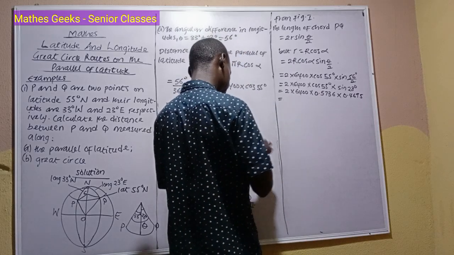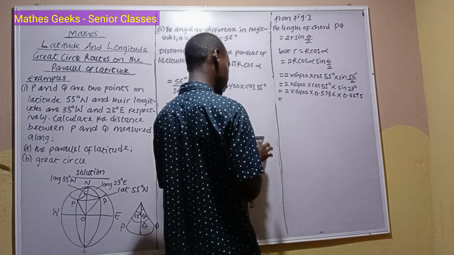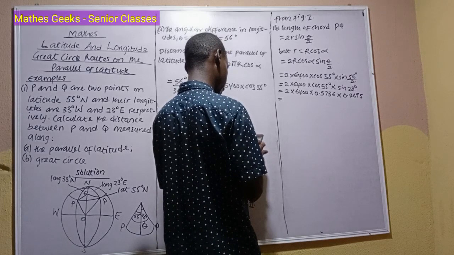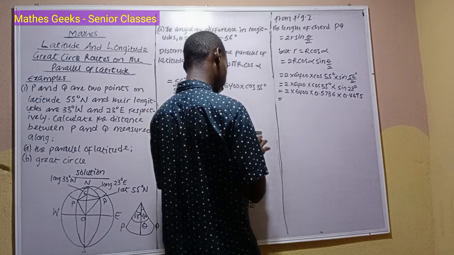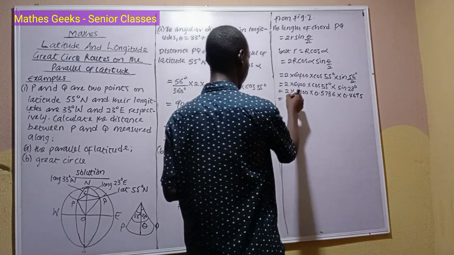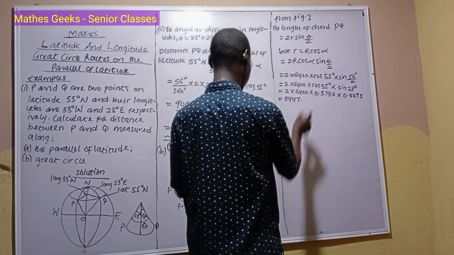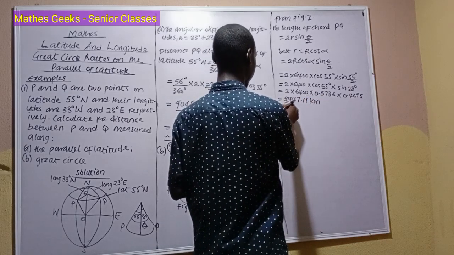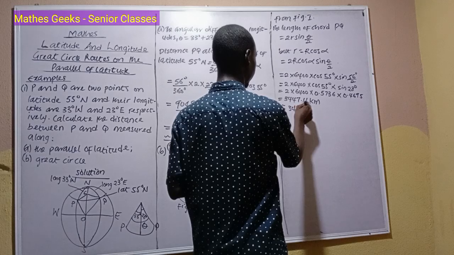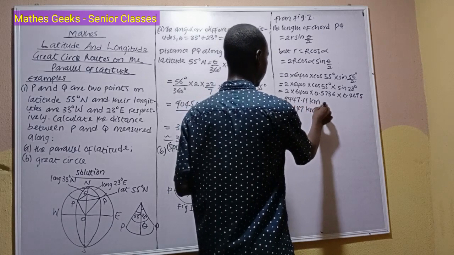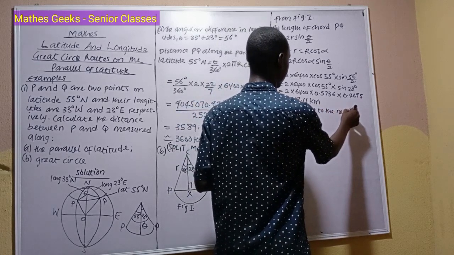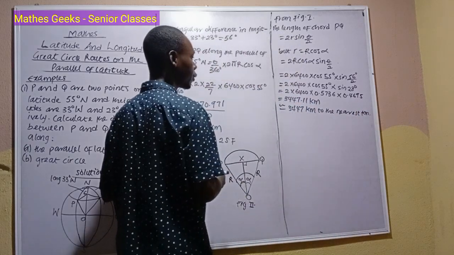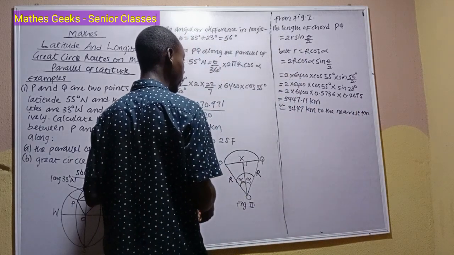2 times 6,400 times 0.5726 times 0.4695 gives 3447.11 kilometers, approximately 3,447 kilometers to the nearest kilometer. Okay, so that's the value for the length of chord.